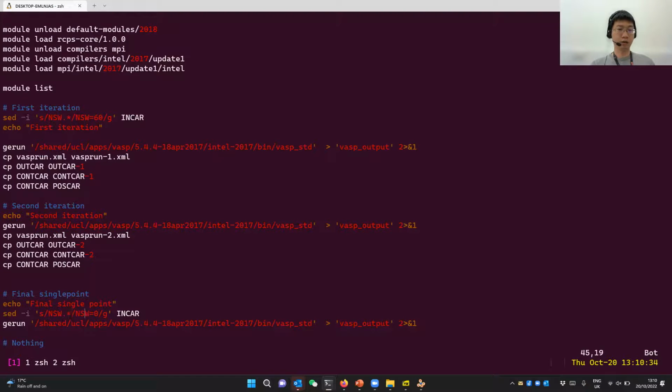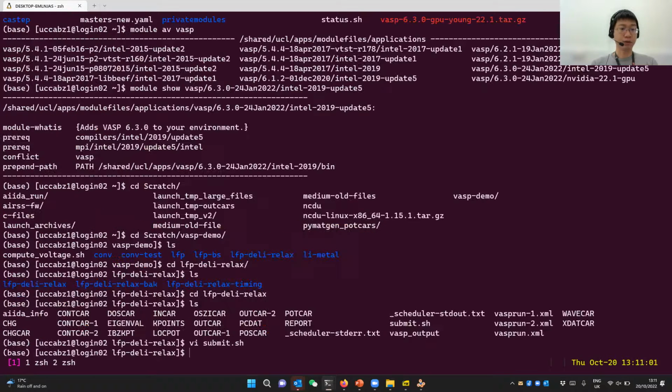For the final single point calculation, I simply change this NSW to 0 so that it will not move the ions because I know it's already relaxed. Yeah, so that's basically it.